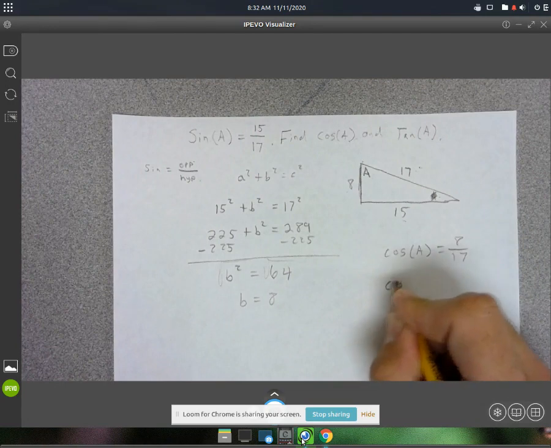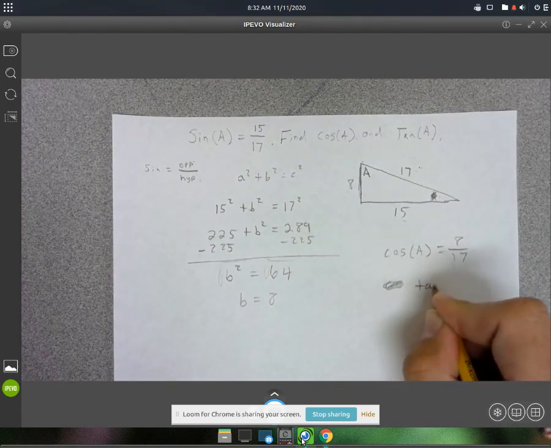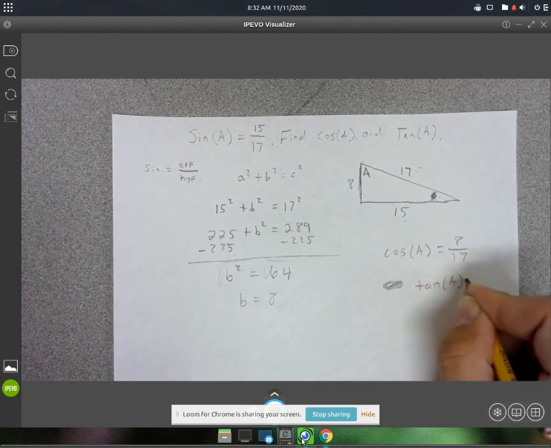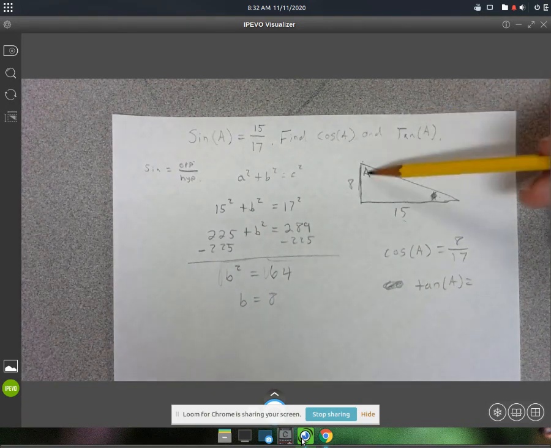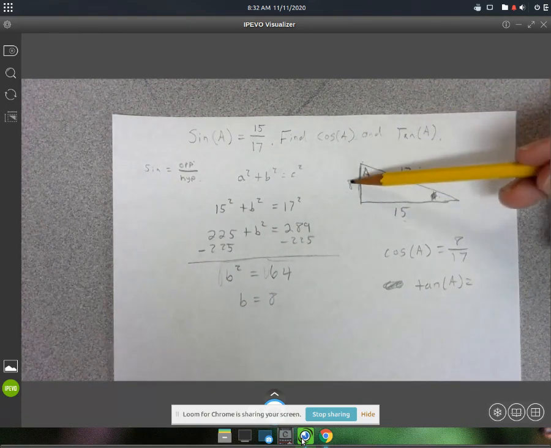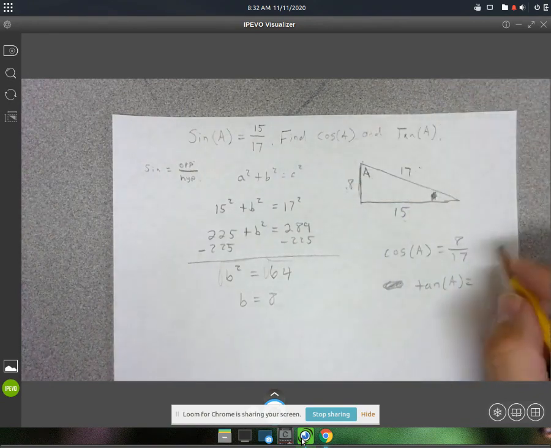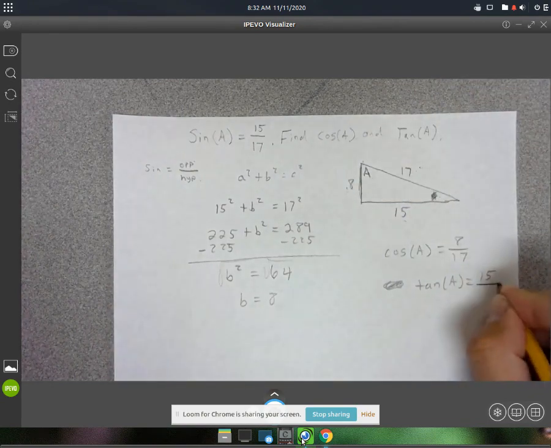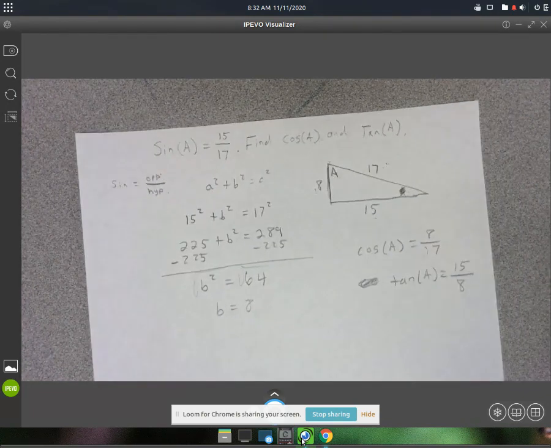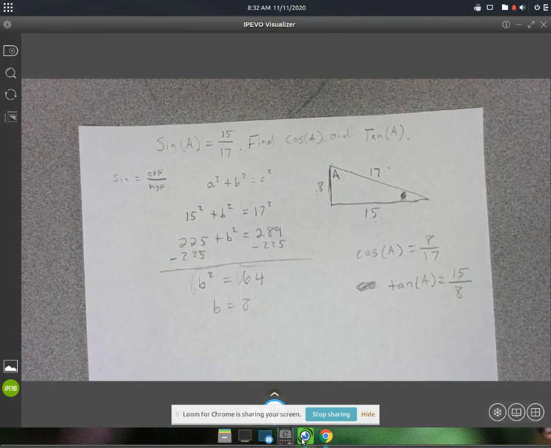And then tangent of A would be 15/8, because tangent is always opposite over adjacent. Tangent is 15/8. And that was the answer to our question.